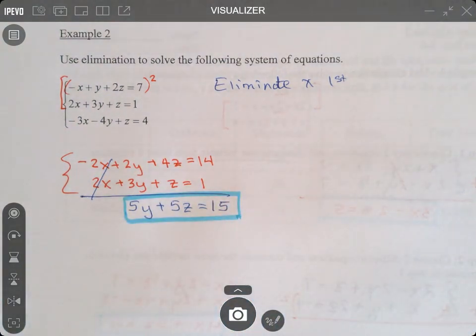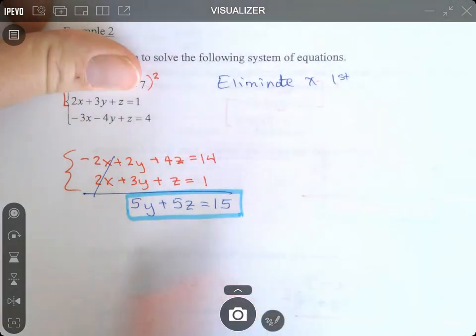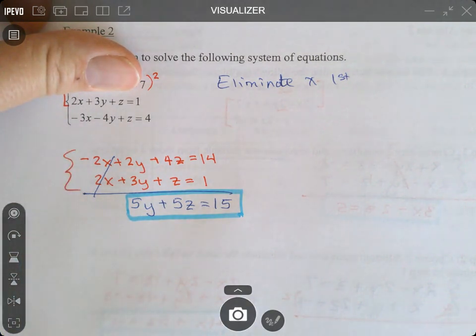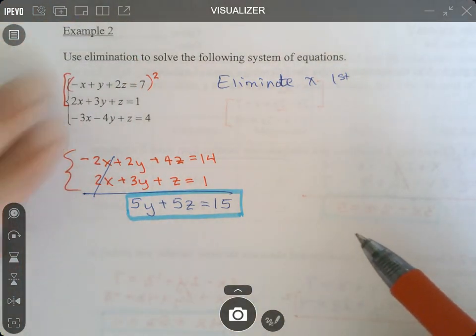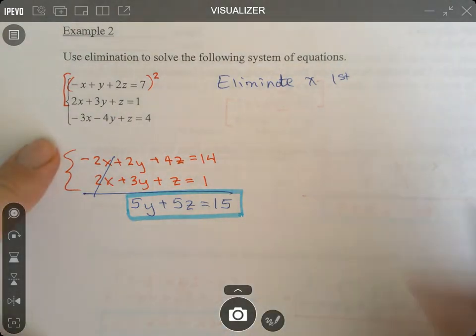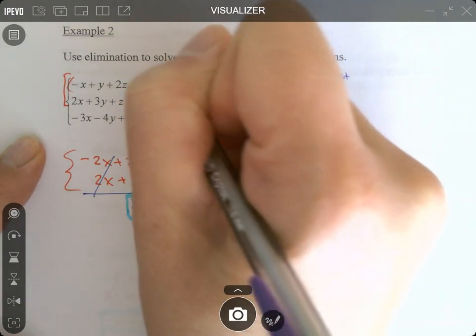Okay, if we got rid of x, we need to get rid of x again. So it's your choice. You could work with the second and third equation, and your least common multiple would be 6. So we're really using that same elimination method. I'm choosing to work with the first and the third equation. I'm going to write in purple, but I don't know if it's going to show up. So I am working with the first equation and the third equation here.